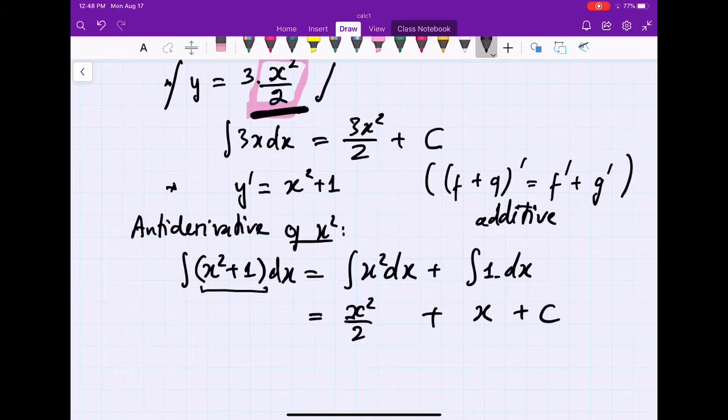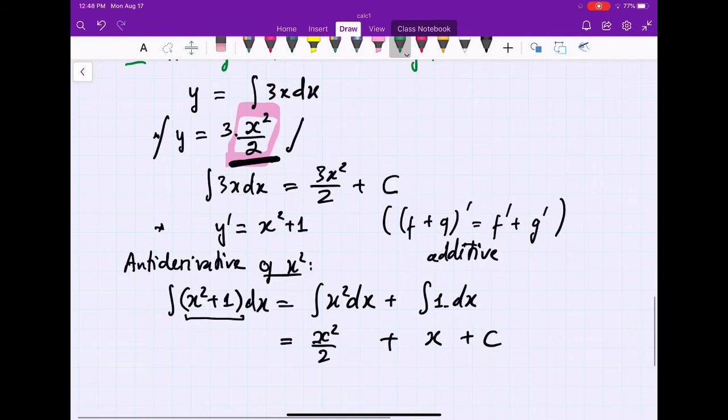Does that make sense? All right, so look at this. It's pretty easy if we work with power functions. And of course, we need to use additivity of anti-differentiation and differentiation.